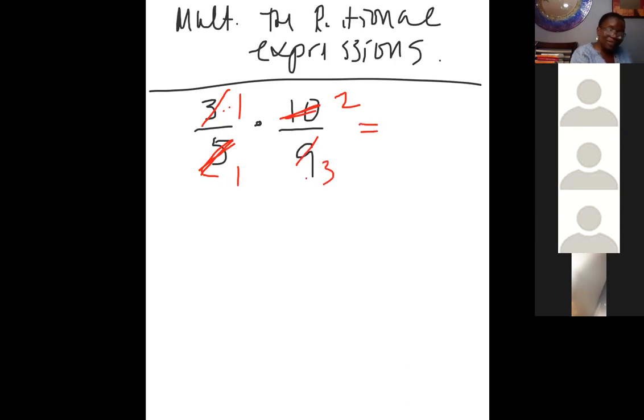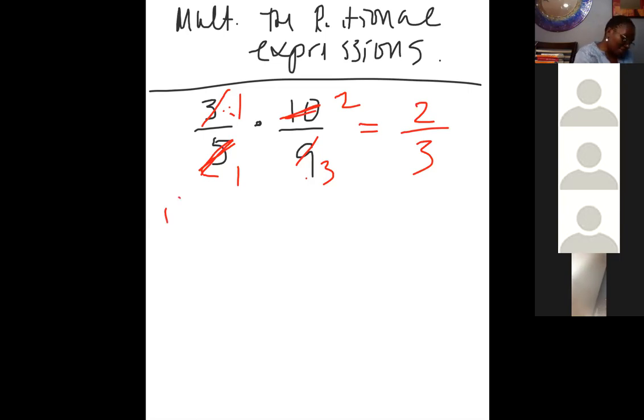And then what do you do to finish out the problem? You multiply 1 times 2, that's 2. 1 times 3 is 3. So that's the simplified form of the product of these two fractions. Now, how do we do it with algebra, guys?